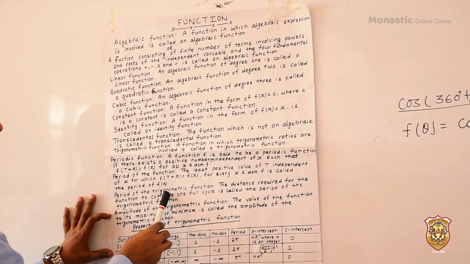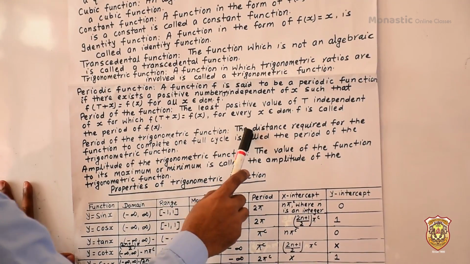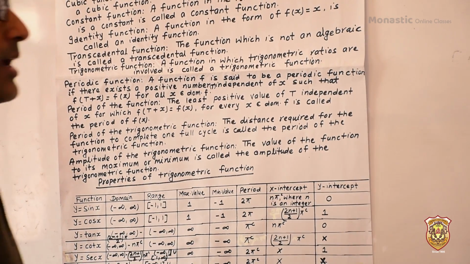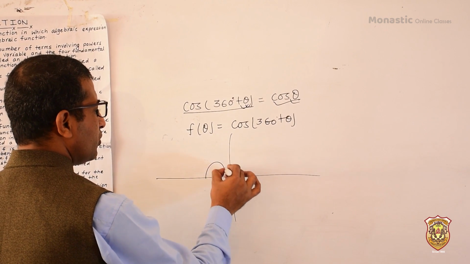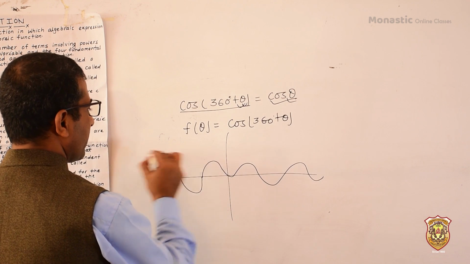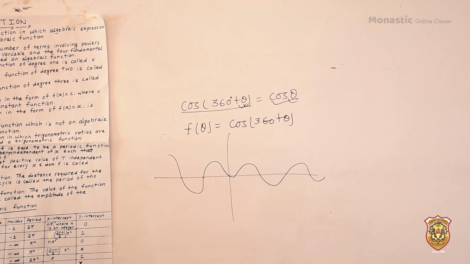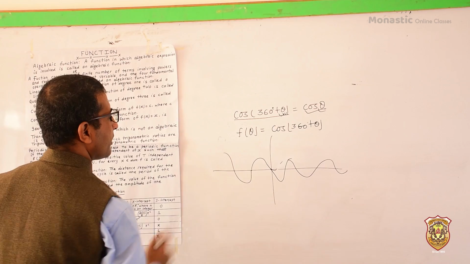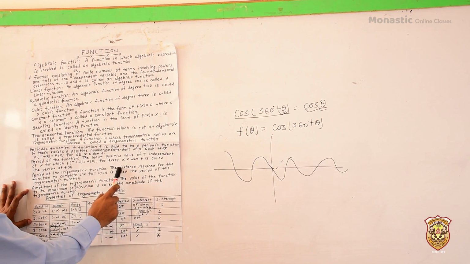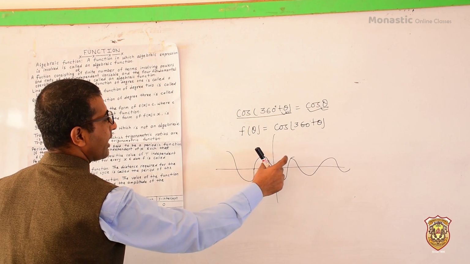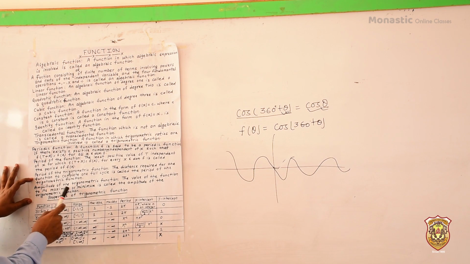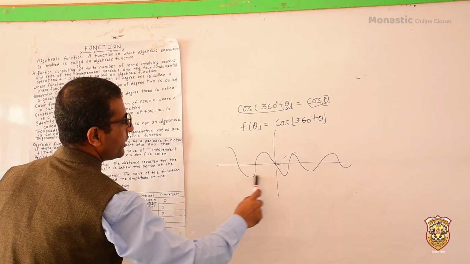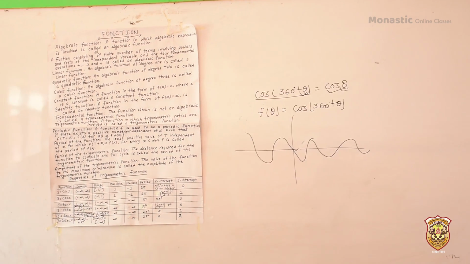In trigonometric functions, we can define the period in another way also. That is the distance required for the function to complete one full cycle. When you draw the graph of the sine function or cosine function, you will get this type of cycle. When such a cycle is completed, the distance required for the function to complete one full cycle is called the period of the trigonometric function. Then the amplitude of the function is the value of the function at its maximum or minimum. So what is the maximum height or minimum height they can get? That is called the amplitude of a trigonometric function.